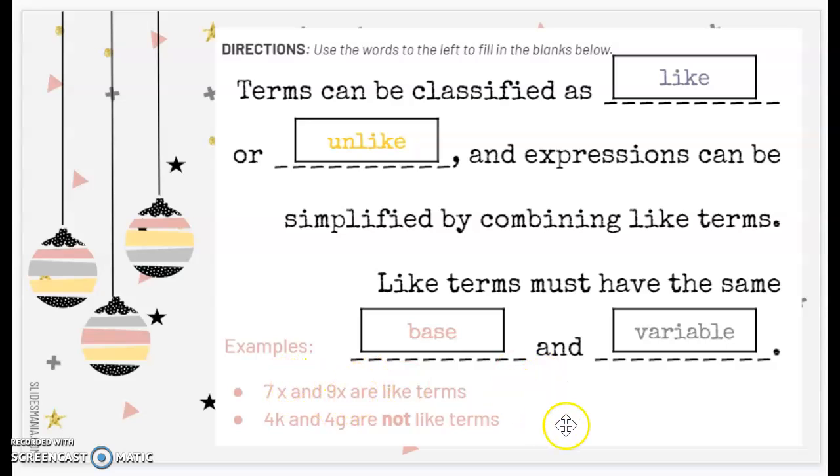They're both x. So these are our guided notes. In the next link, we'll be going over some guided practice.